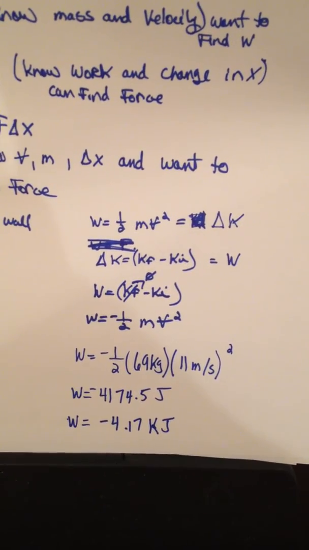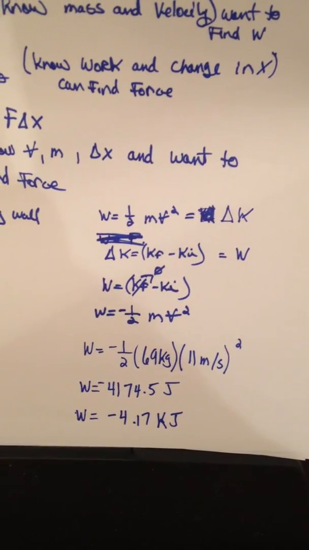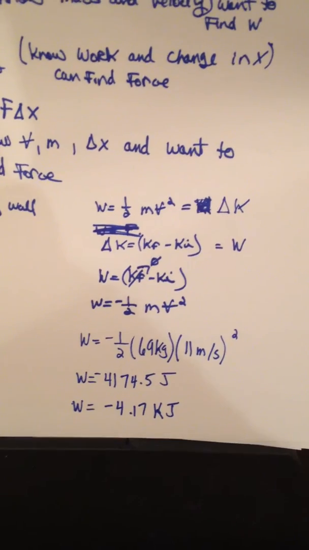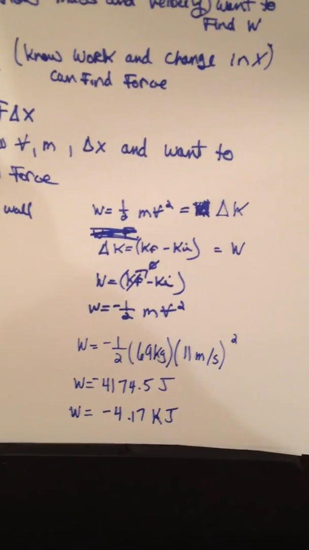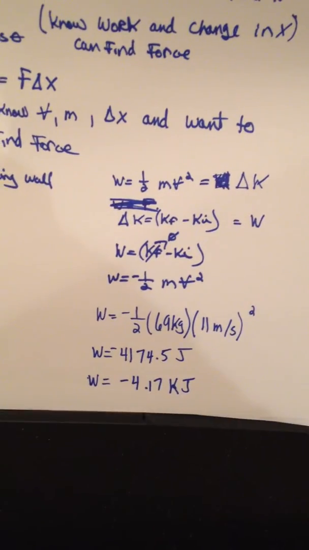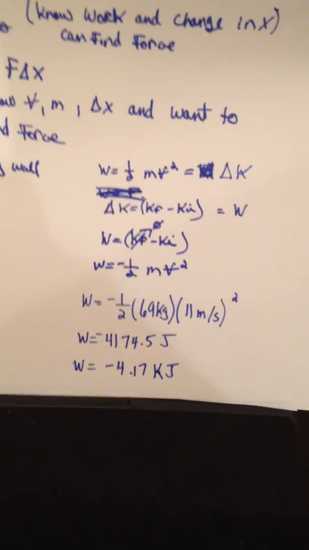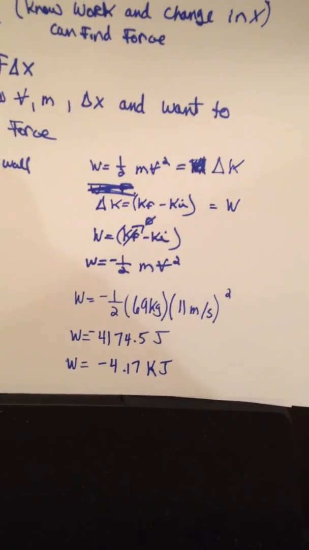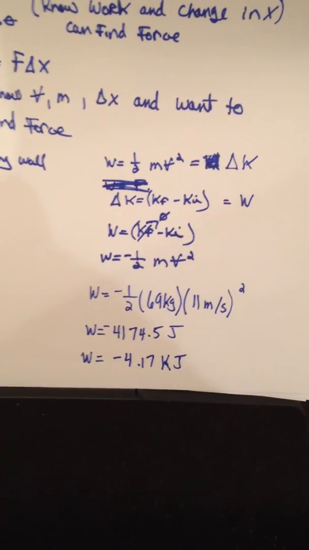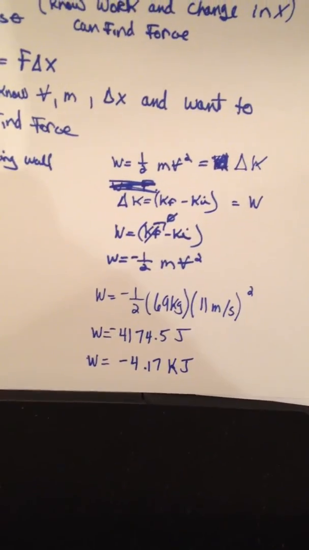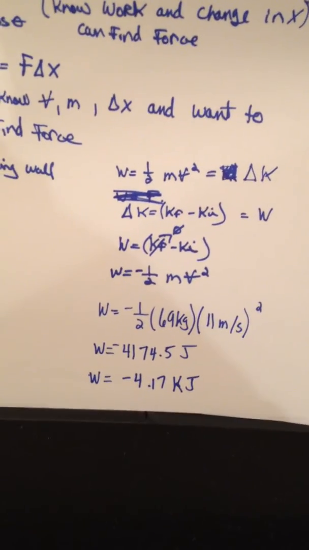And basically we're going to use the work formula. Since we know its mass and its velocity, we can use just work is equal to 1/2 mass times velocity squared. And that is equal to change in K, kinetic energy. So we can say change in kinetic energy is equal to K final minus K initial is equal to work. Then we know that kinetic final is going to be 0 because the skater comes to a stop when he hits the wall.